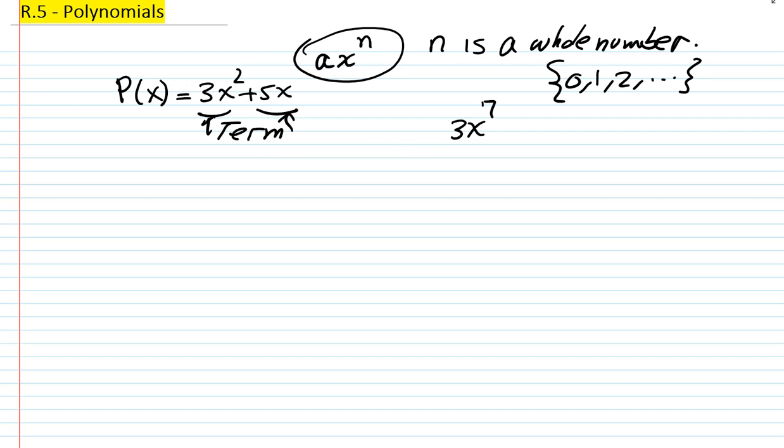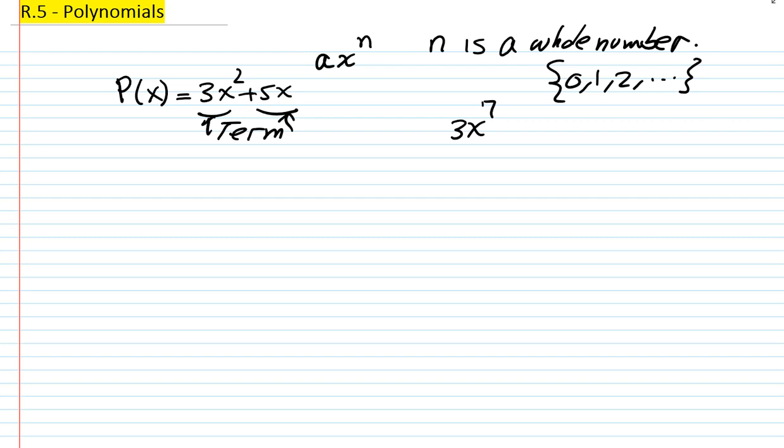So a polynomial, again, is a mathematical expression that is made up of a finite sum or difference of terms that are in this form, ax to the n. And that's what a polynomial is.